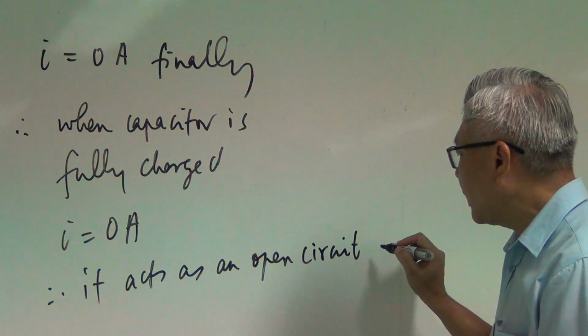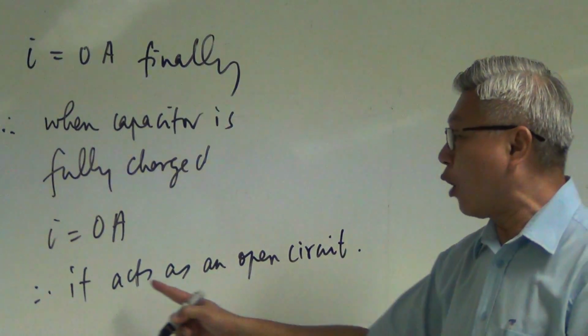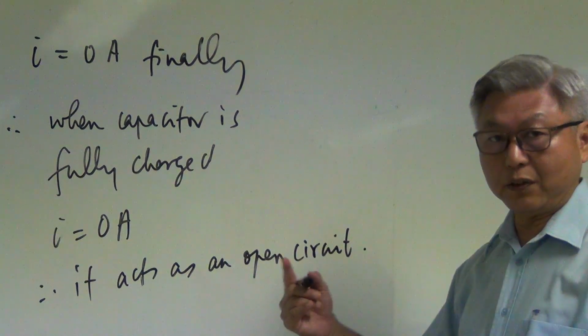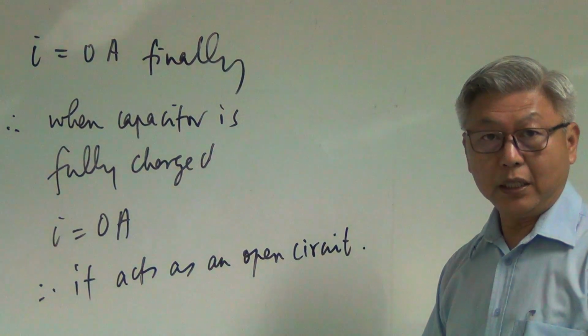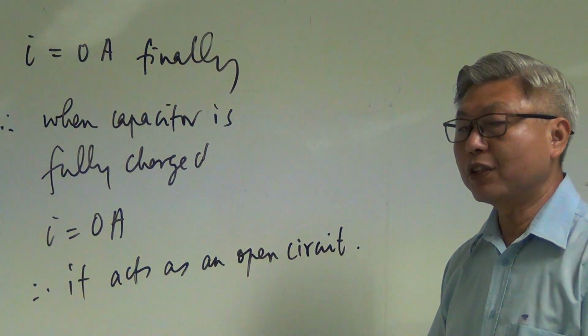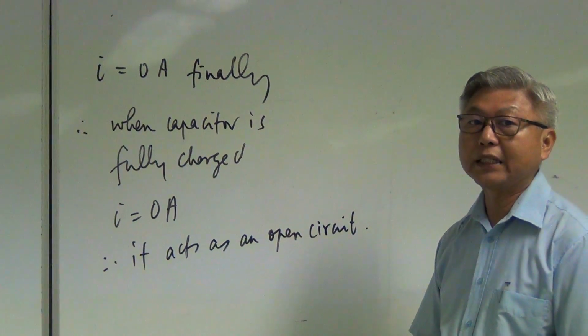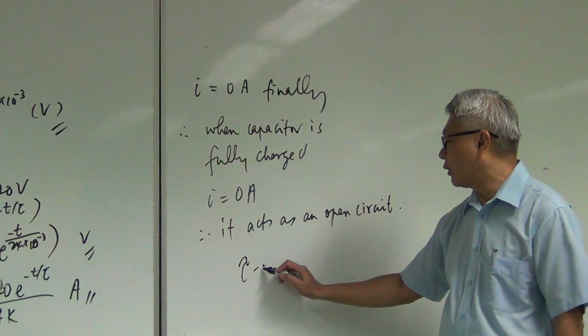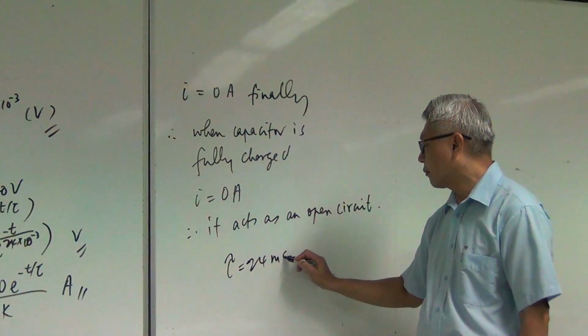So you will notice that in your notes, you constantly come across this phrase that a capacitor acts as an open circuit when it's fully charged. It means no more current flowing through it. How long does that take? If you still recall, it takes 5 time constants. For this circuit here, our time constant is 24 milliseconds.